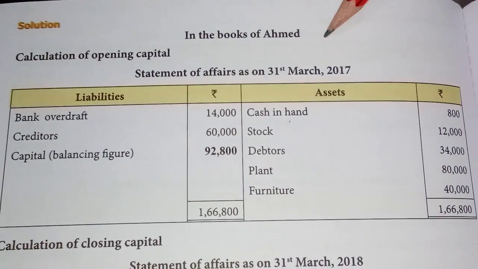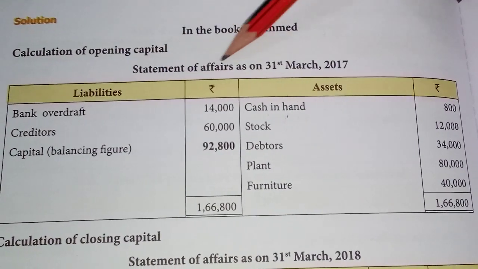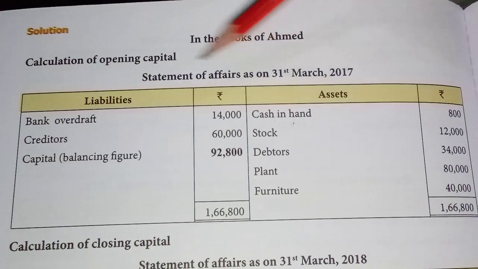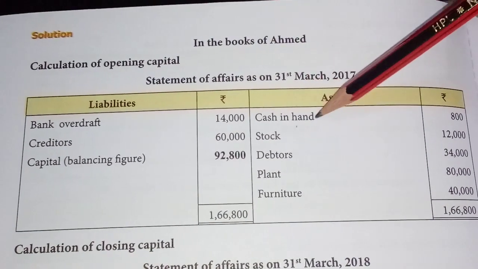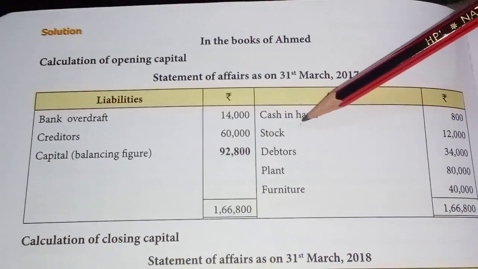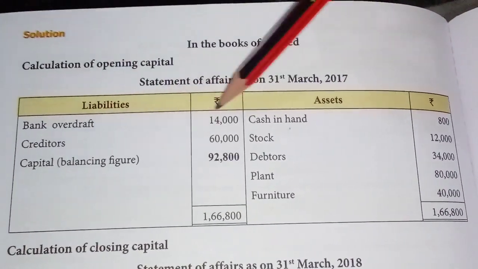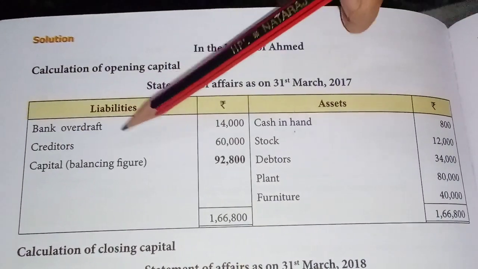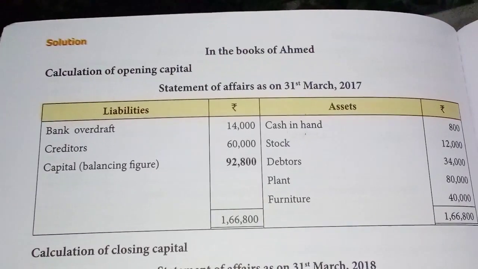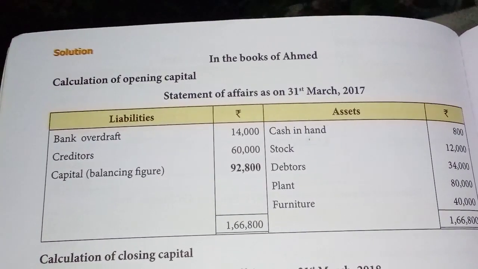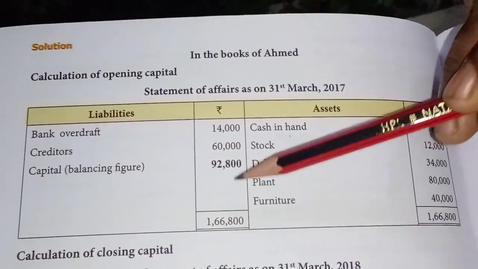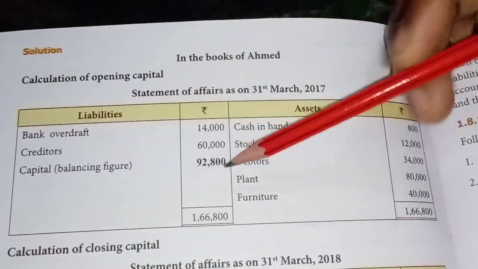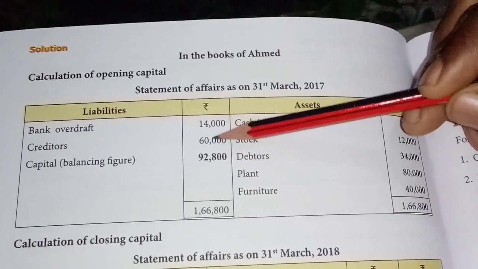First you write: in the books of Ahmed. No need to write this one. Statement of affairs as on 31st March 2017. Write the assets rupees column and the liabilities rupees column: cash in hand. Cash at bank is a creditor, so we should write bank overdraft 14,000. Then stock, debtors, plant, furniture, then creditors. Then we need to add the assets column, write the same amount on the liabilities side, and balance it the same way.